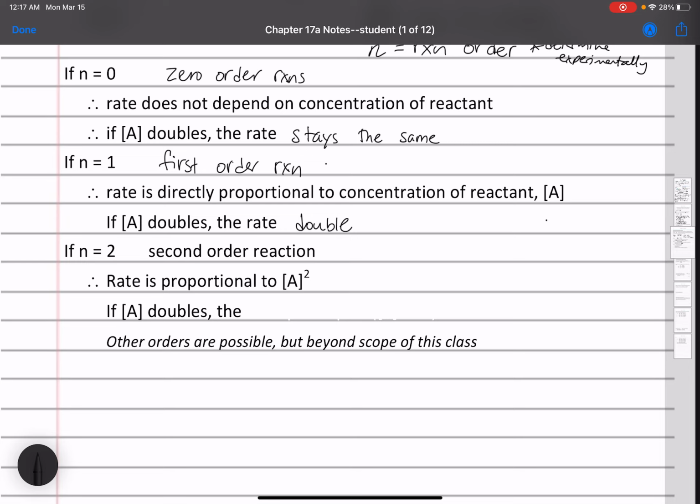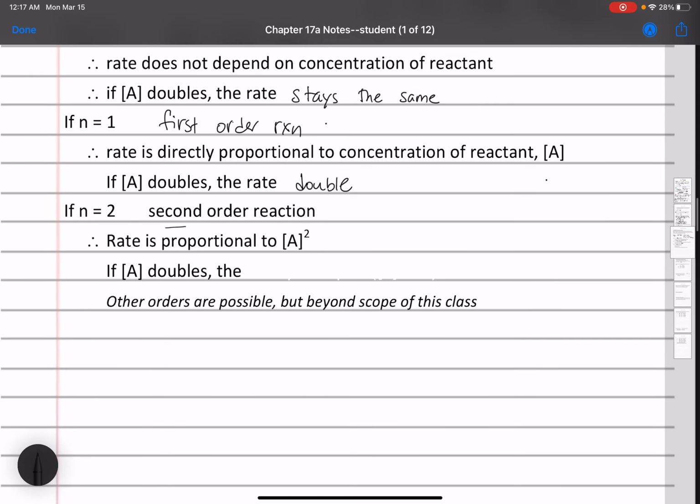And if N equals 2, then we have a second order reaction. And in a second order reaction, rate is proportional to the concentration of A squared. So in that case, if A doubles, then the rate quadruples.